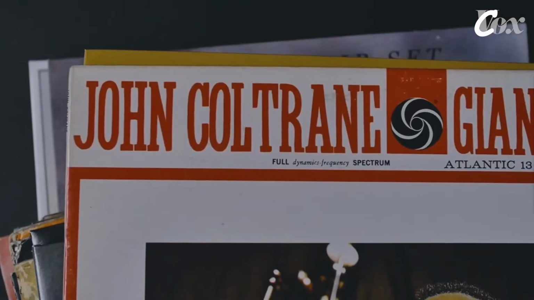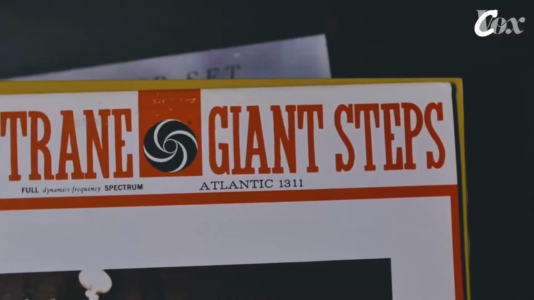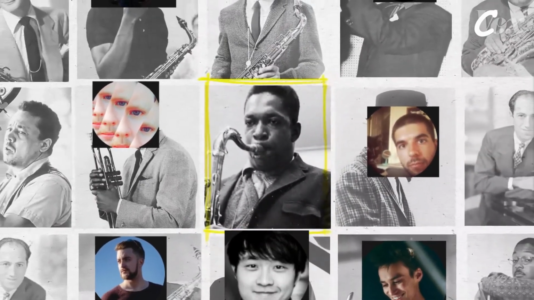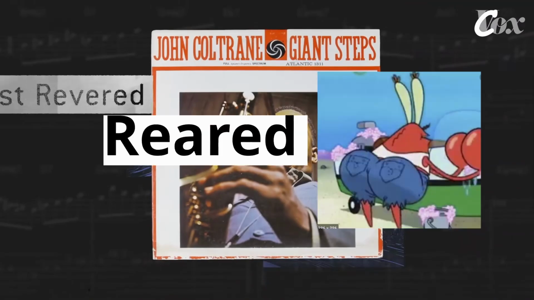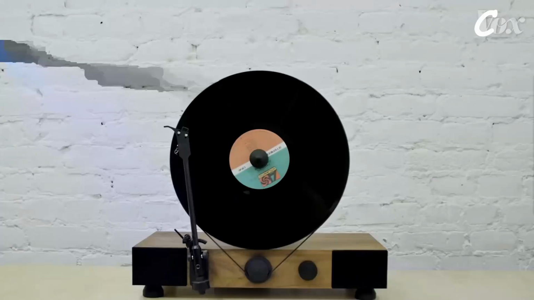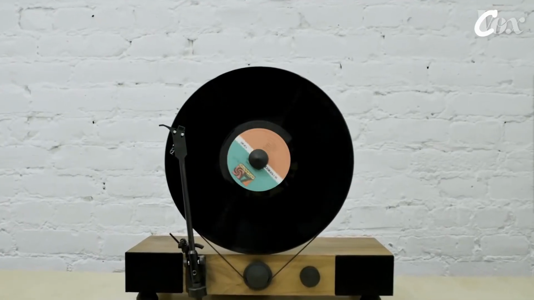This is John Coltrane's Giant Steps. It cemented John Coltrane as a legend among jazz saxophonists and composers, and it's home to one of the most weird and feared compositions in jazz history. The reason why the album's title track is so iconic can be heard in its first few seconds.